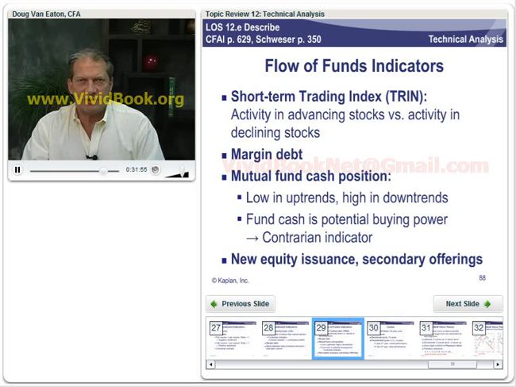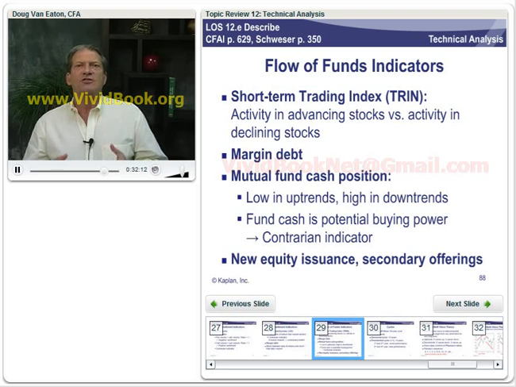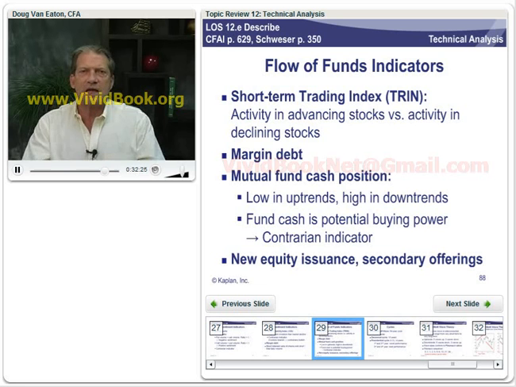The idea is that in uptrends, mutual funds have low cash, and they have high cash positions, that is, cash that has not yet been invested in securities, during downtrends. So fund cash is potential buying power, right? If mutual funds have a lot of cash on hand and they see the trend is changing to up and they have to get invested, that represents a lot of buying power. So mutual fund cash position is used as a contrarian indicator. High cash positions, bullish. Low cash positions, taken to be bearish.